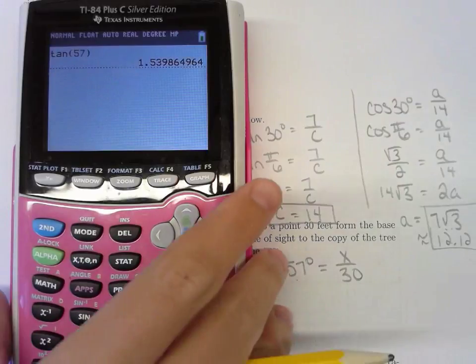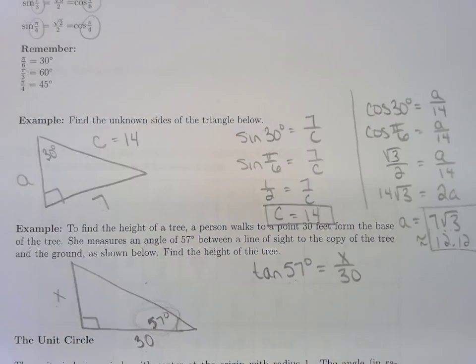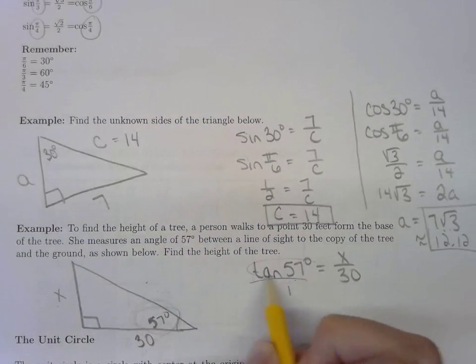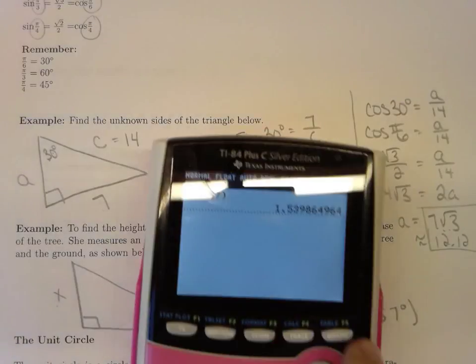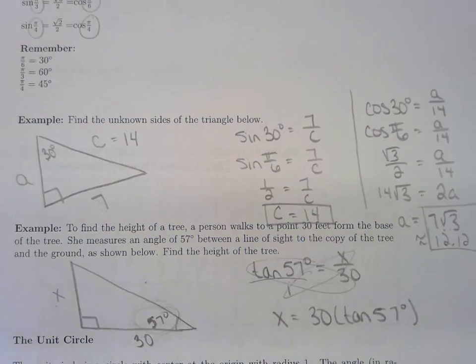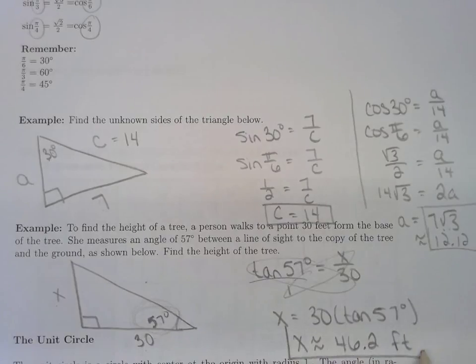So tangent of 57 degrees is that, which I'm going to go ahead and cross multiply here so we can just do this all in one step. So we have x equals 30 times tangent of 57 degrees. I'm just going to take this number and multiply by 30. So I got x is approximately 46.2 feet. So that's how tall the tree is.